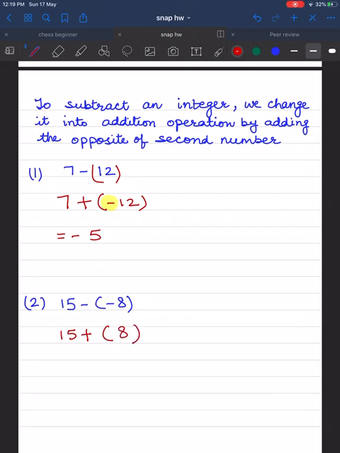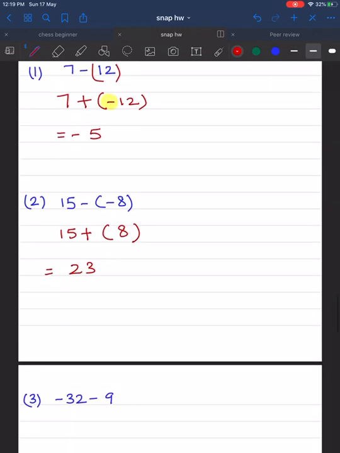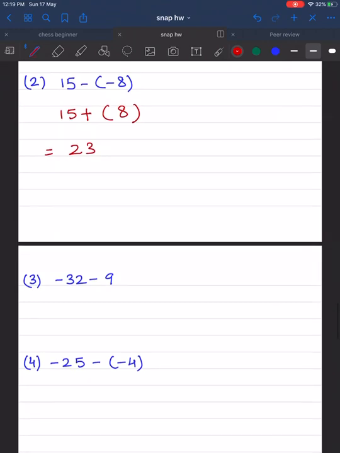Now second, 15 minus minus 8. Here again I change the subtraction sign to an addition sign and I take the opposite of minus 8, which is plus 8. Now both integers are positive, so I add them and I get 23. Now let's do the next one.